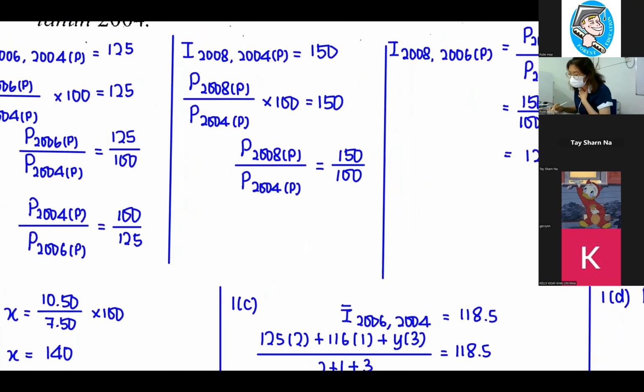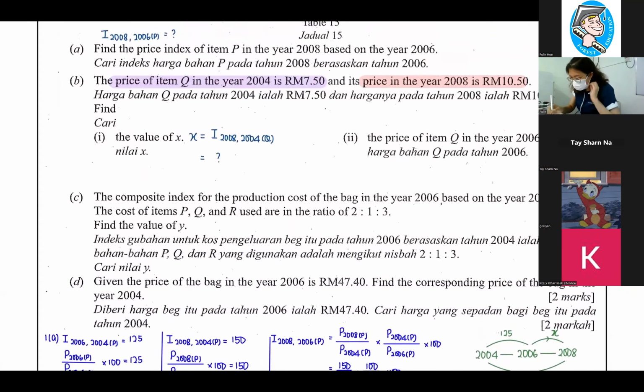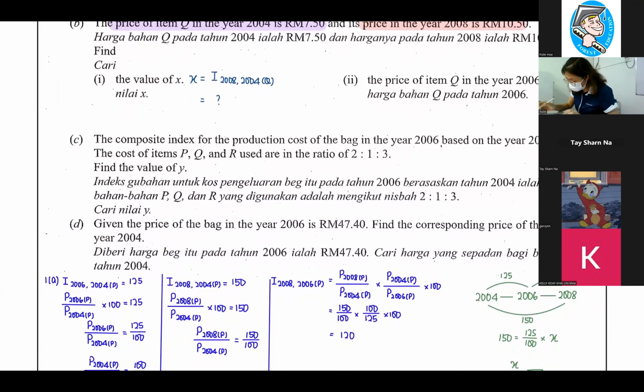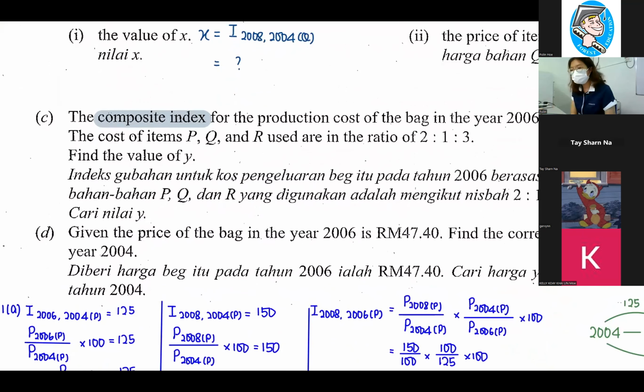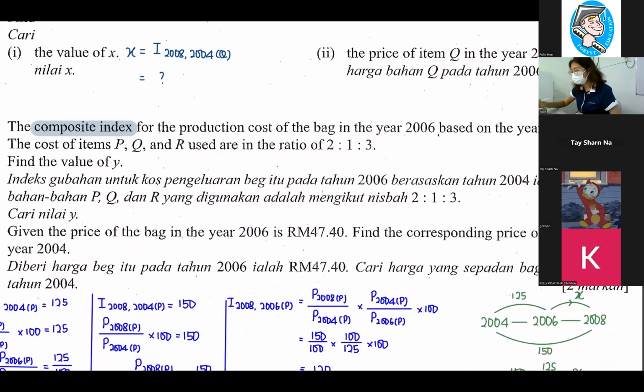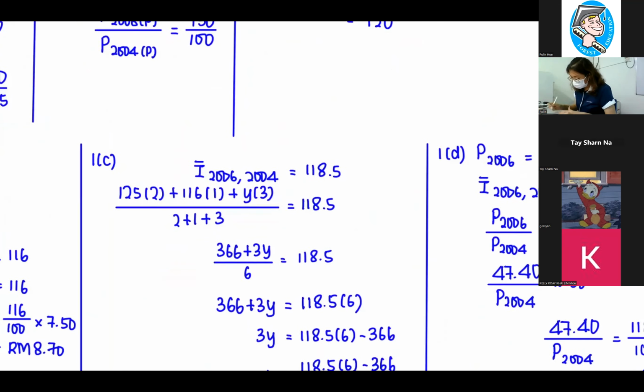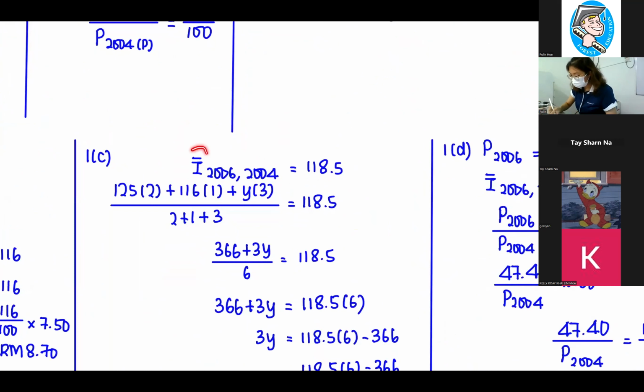Okay, let's go to part C, the composite index. Composite index I bar for the production cost of the bag in 2006 based on the year 2004 is 118.5. Composite index I bar 2006 based on 2004 is 118.5. Read this and write it out.